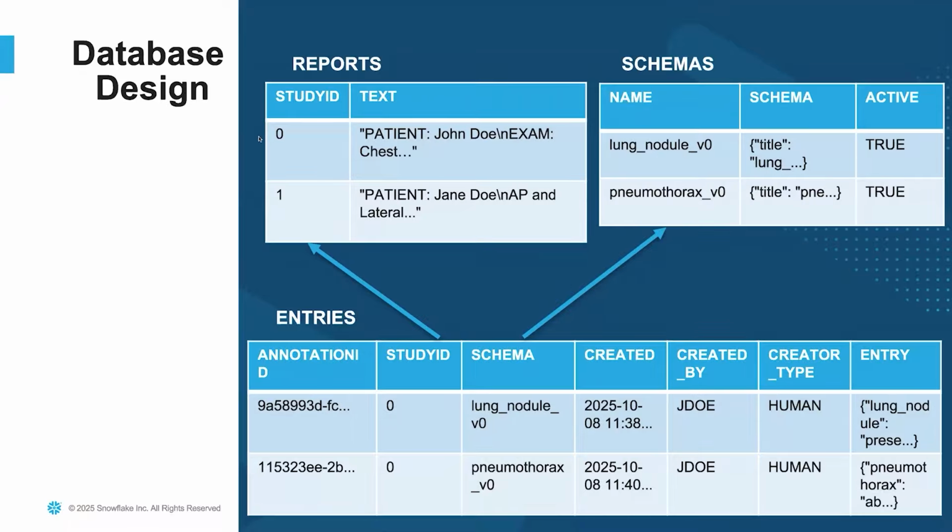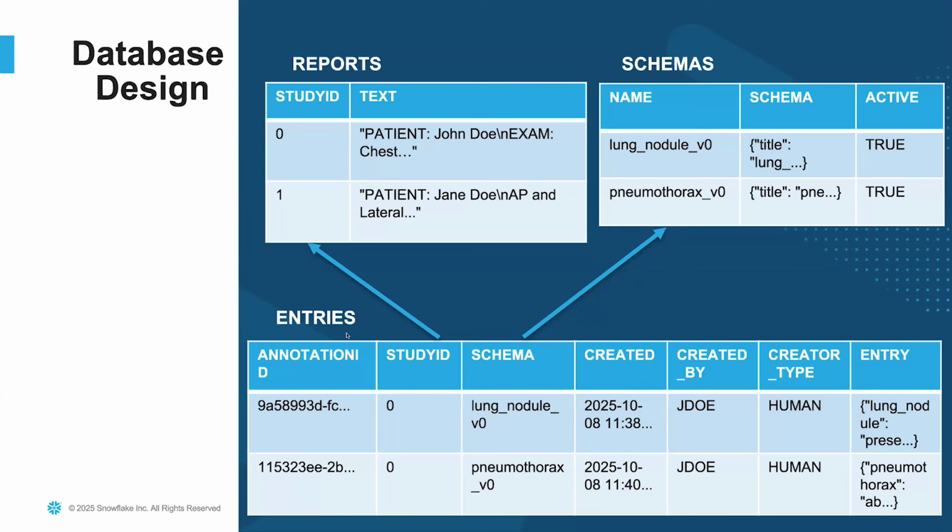So for this to work, we need a couple of tables. We need the report table, which has a study ID as the primary key, and then the actual report text in the text column. So this just defines all of the reports that we have available. And then we have the schemas table, which contains a few different schemas and their definitions in JSON, and then whether they're active or not. In case one is out of date and we don't use it anymore, you can set it to inactive and it won't be shown to the user.